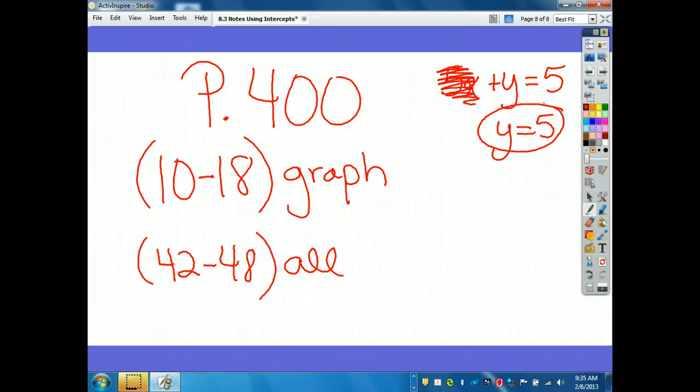So don't let it throw you off course. It is that simple. That's all you would end up getting is y equals 5. That's the first part of your number 10. So that one is just super simple. All right, now we'll take our 5-minute break.